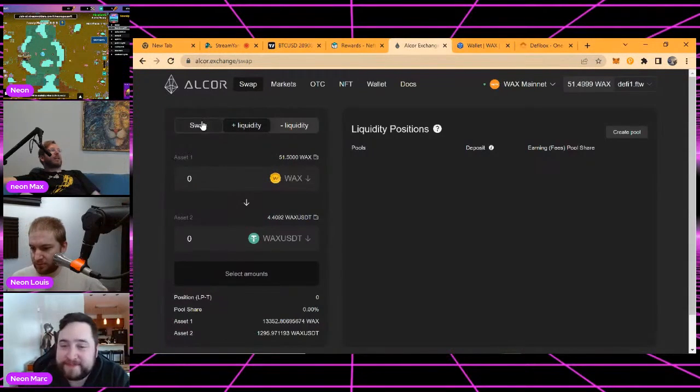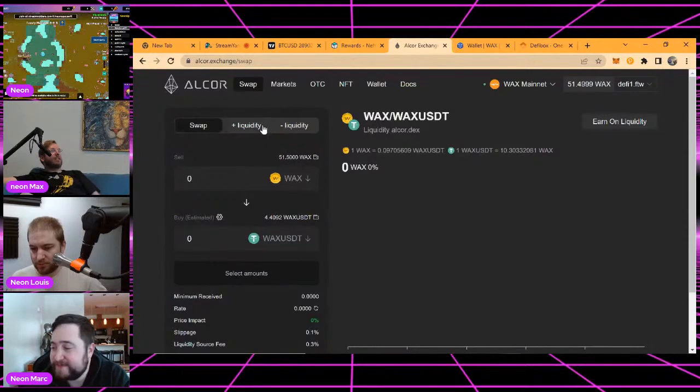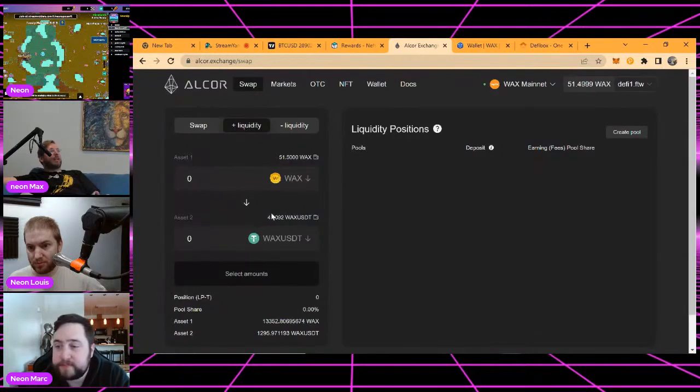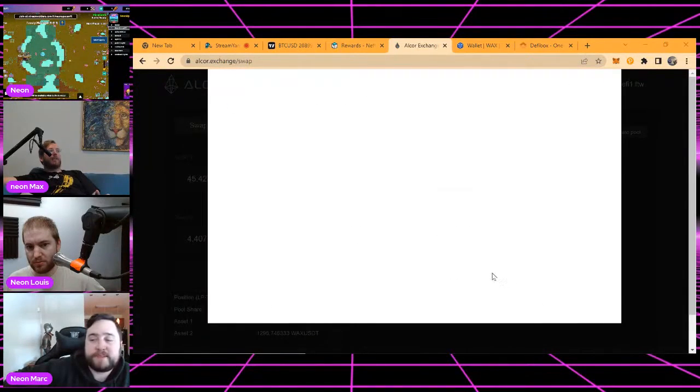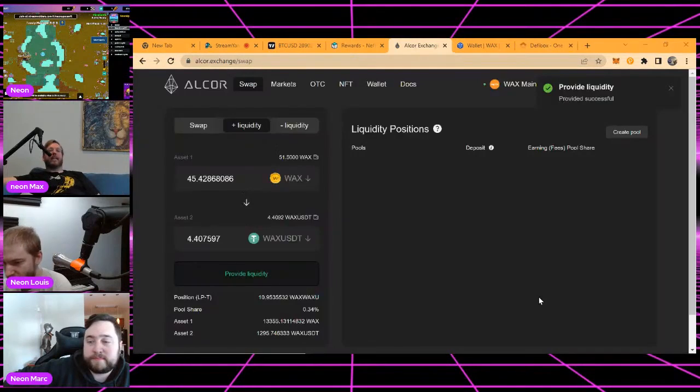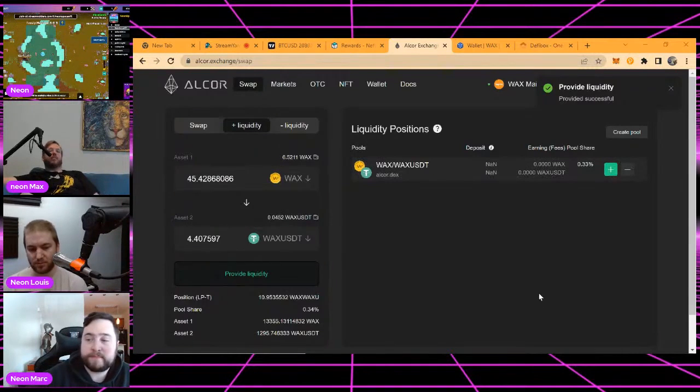So in order to participate in this pool, I just sourced half of my Wax into USDT. I'm going to go plus, and then click the USDT side. It's going to add the Wax and the USDT into the pool, say provide liquidity. And because this position doesn't have an incentive pool that I need to then stake the liquidity to, that's the end of the process.